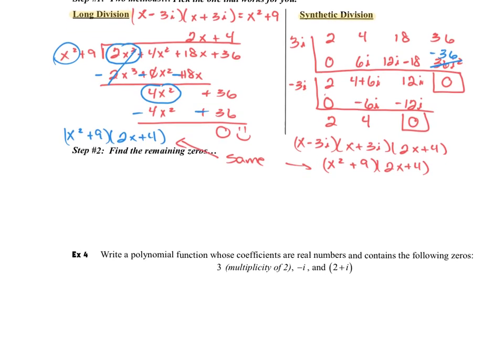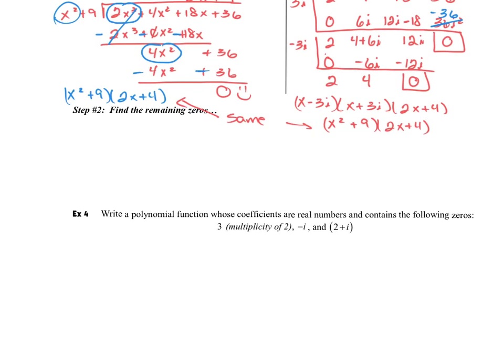with. Now, if I want to find the remaining zeros, I can take this polynomial and I can set it equal to 0. So I'm going to say x squared plus 9, and I'm going to say 2x plus 4 equals 0. Some people like to factor the 2 out of this piece. You don't have to, but you could write this same problem like this if it pleases you.